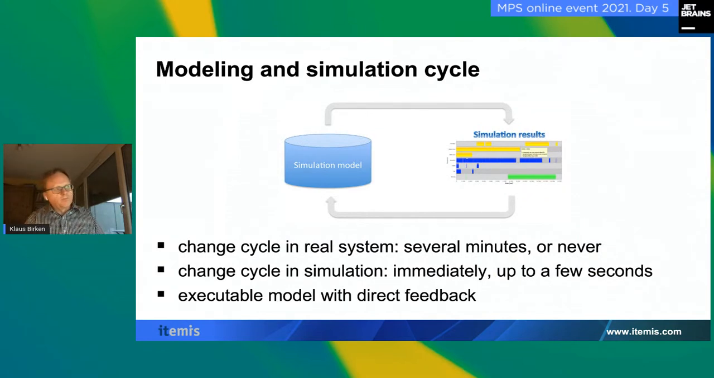When we have the model and do the simulation and come back to the model again, looking at the results, this is usually a very fast cycle. If you think about how the engineer works when building the real system, this might take several minutes. You change your software, build it, link it, flash it on the target system, test it, do the measurements. So this is not a fast process. By doing this in the simulation, you can do it in a few seconds. And if we are lucky, even immediately, and we will see how this works later. So what we aim at is an executable model with direct feedback.